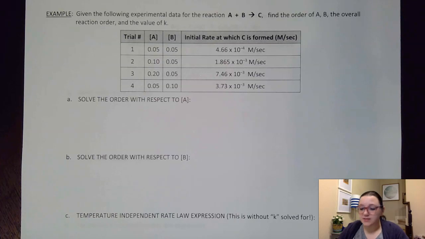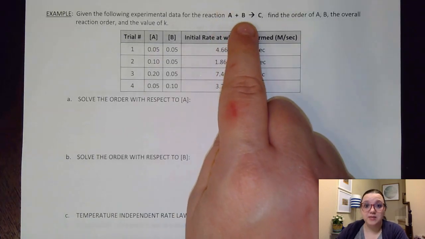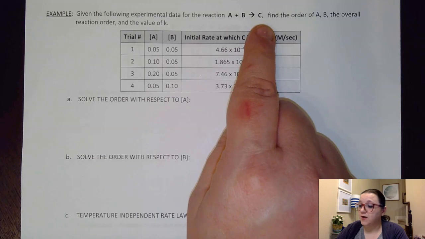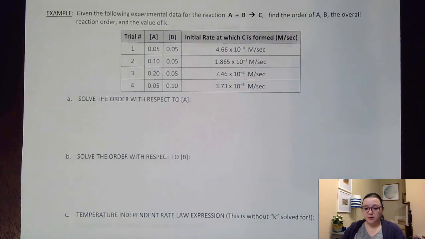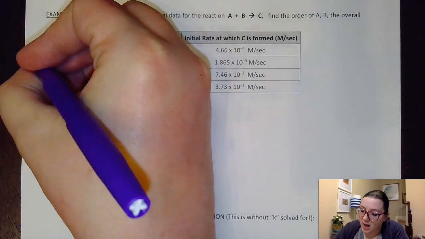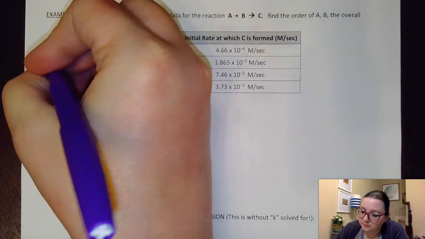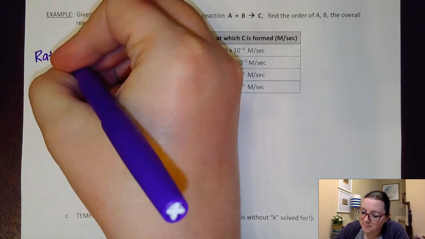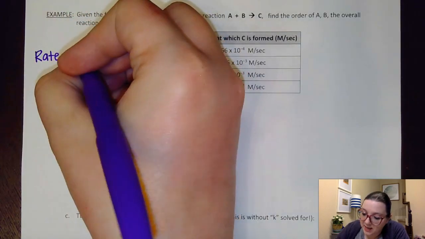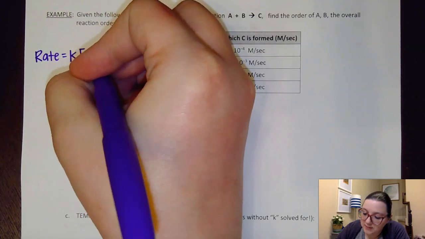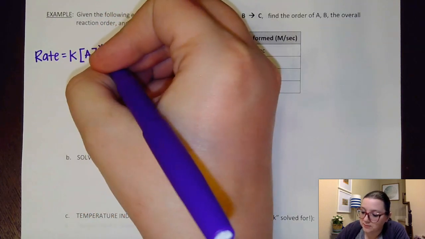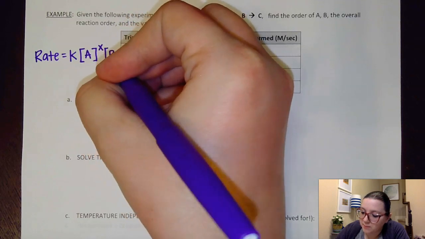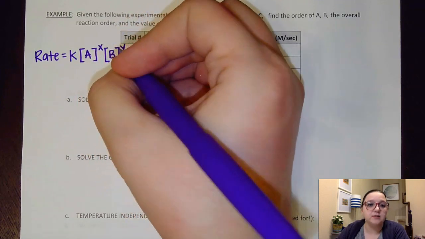All right, so it says here that we have a reaction of A plus B yields C, and it wants us to find some various things about my rate law expression. Now, what I'm going to actually do first is go ahead and write myself what the rate law expression would look like. I know that I would have rate equals some k. My first reactant is A. It's going to be raised to some exponent. And then I'm going to have B also raised to some exponent.